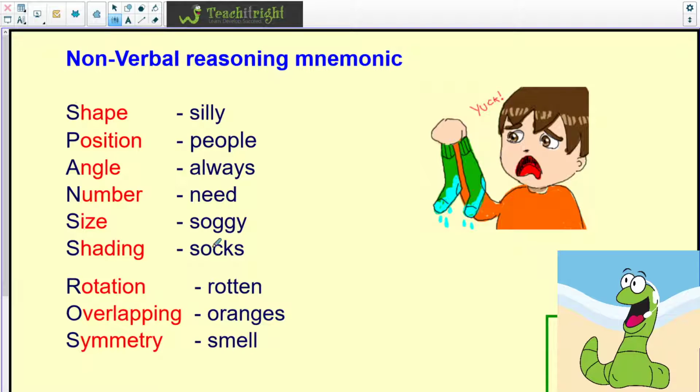Silly people always need soggy socks. And we've got rotten oranges smell. So hopefully that mnemonic will help you in your lesson at home, if you are doing it at home, not doing the live lessons. And do refer to that mnemonic when you're answering the questions.